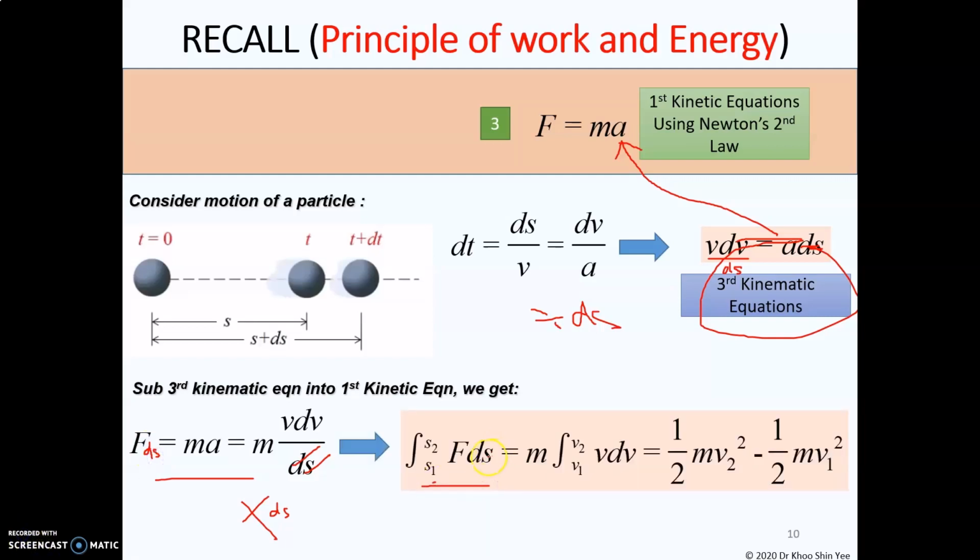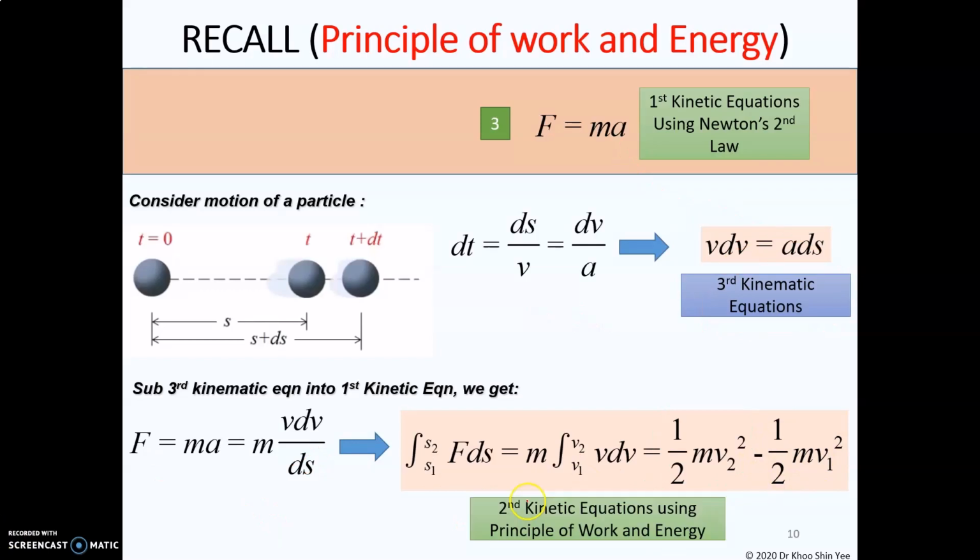On your left hand side, the limit for dx is x1 to x2, and the limit for dv is v1 to v2. When you integrate v with respect to v, then you should have mv squared over 2. Once you consider the lower and upper limit, we can substitute to obtain this answer. You substitute v2 inside v here, you obtain mv2 squared divided by 2, and then you substitute v1 inside, you have the negative 1 over 2 mv1 squared. With that, we succeed in obtaining the second kinetic equation using the principle of work and energy.